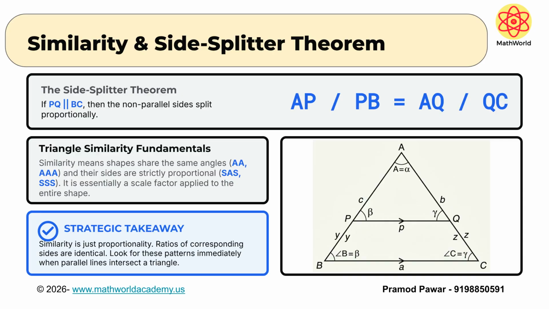Remember, similarity means the angles are identical, but the sides are multiplied by a scale factor. Don't let overlapping triangles confuse you. Just pull them apart, and draw it on scratch paper to see the proportions clearly.